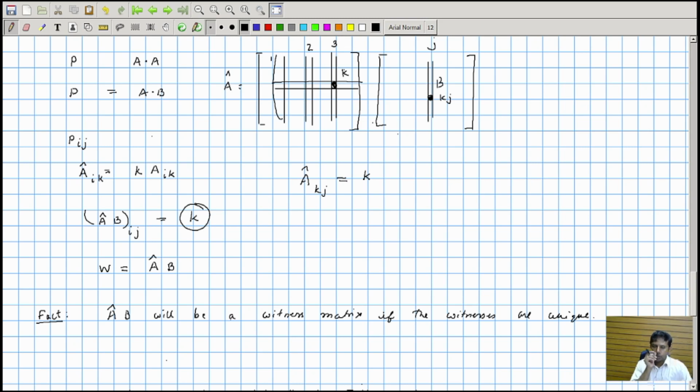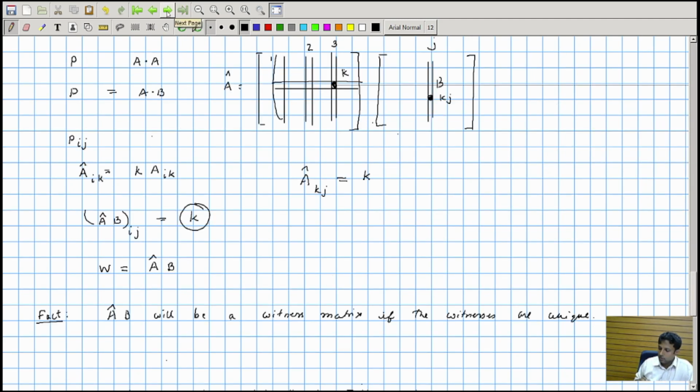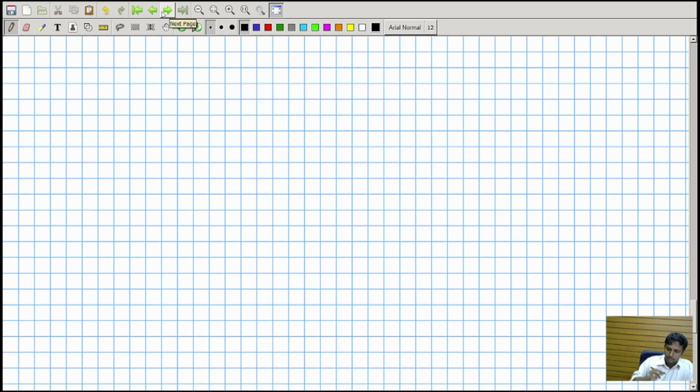So we have solved one particular case of computing Boolean product witnessing matrices. Such a matrix would be called a Boolean product witnessing matrix, and those matrices can be computed if witnesses are unique. Now we want to bother about the case when there are multiple witnesses, and this is precisely where randomness would come in handy.